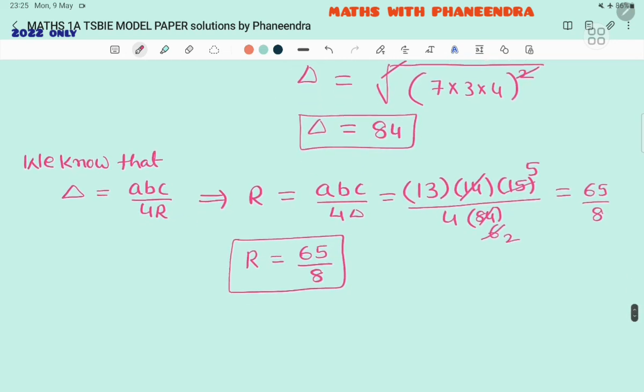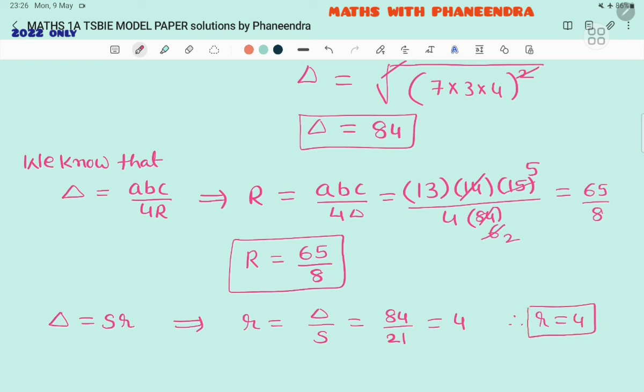Next question, small r is equal to 4, they are asking. Delta is equal to S r. From that, make r the subject. Small r is equal to delta by S, which is 84 by the S value 21, that is equal to 4. Therefore, small r value is equal to 4.